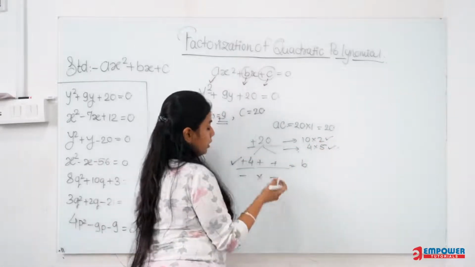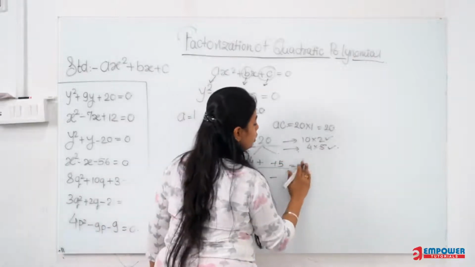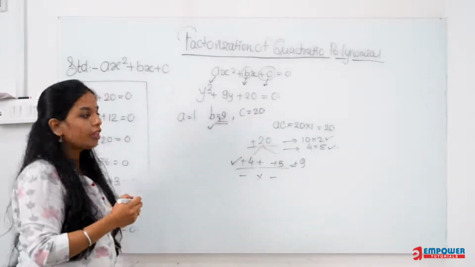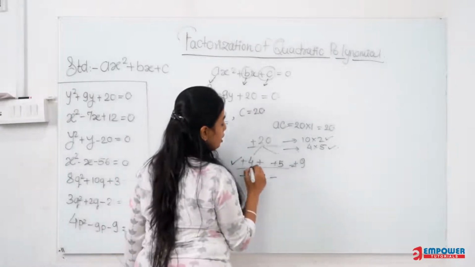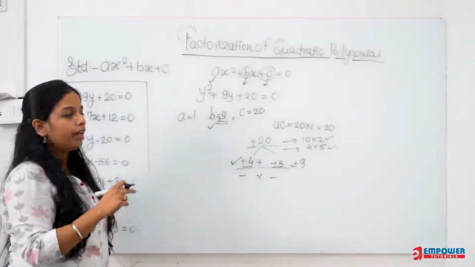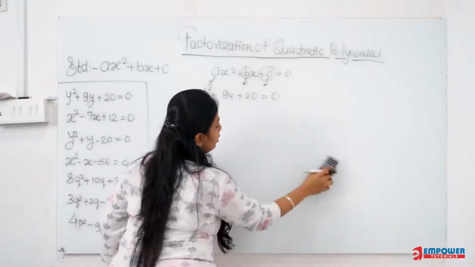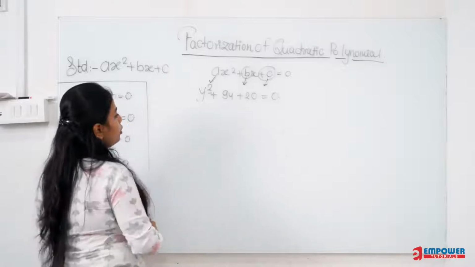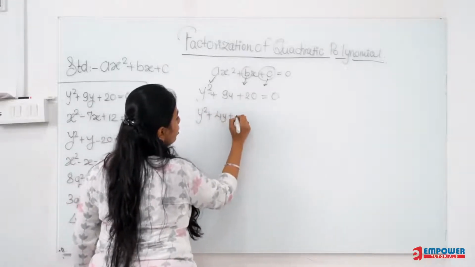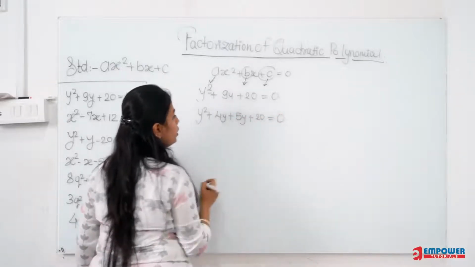If you choose plus 4 and plus 5 over here, the addition of these two will be equal to plus 9, which is our coefficient of b. So here I am going to consider plus 4 and plus 5 as the factors of a into c, that is 20. Now I will add this over here. So this will be y square plus 4y plus 5y plus 20 is equal to 0.